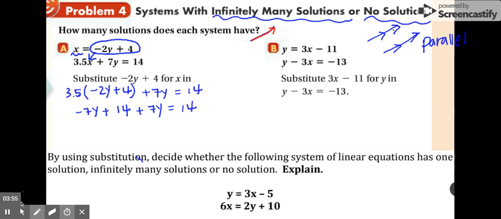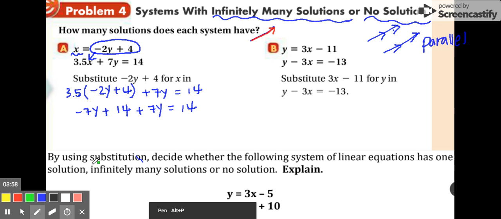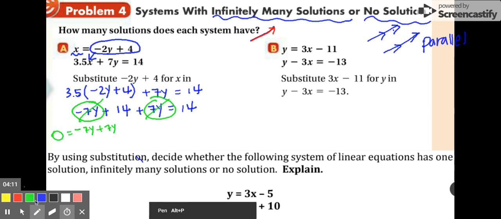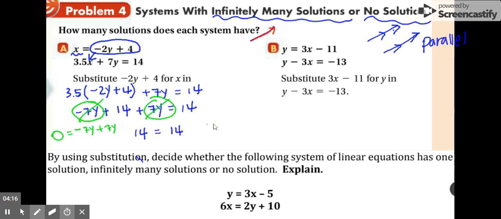And let's combine the like terms. So now we have like terms of -7y and 7y. What's -7y plus 7y? It is actually 0, so those cancel out. So now what's left over? We have 14 is equal to 14. Is it a true statement or a false statement? It is always true, which means there are a lot of ordered pairs which make this system true.